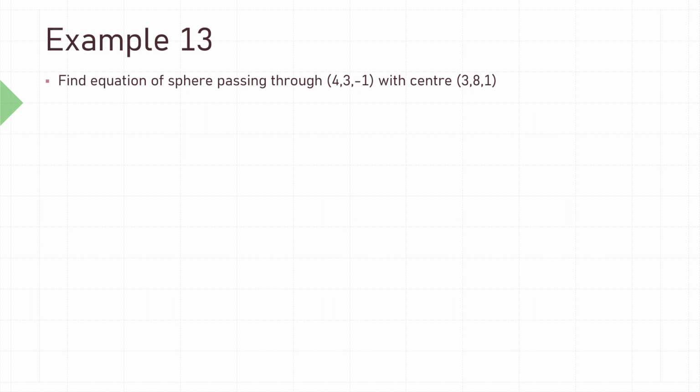Let's move to example 13. We need to find the equation of the sphere passing through 4, 3, -1 with the center 3, 8, 1. This is the center, so we have the center using the formula. This is A, B, and C. You get this one. Do we know the radius now? We don't know the radius.